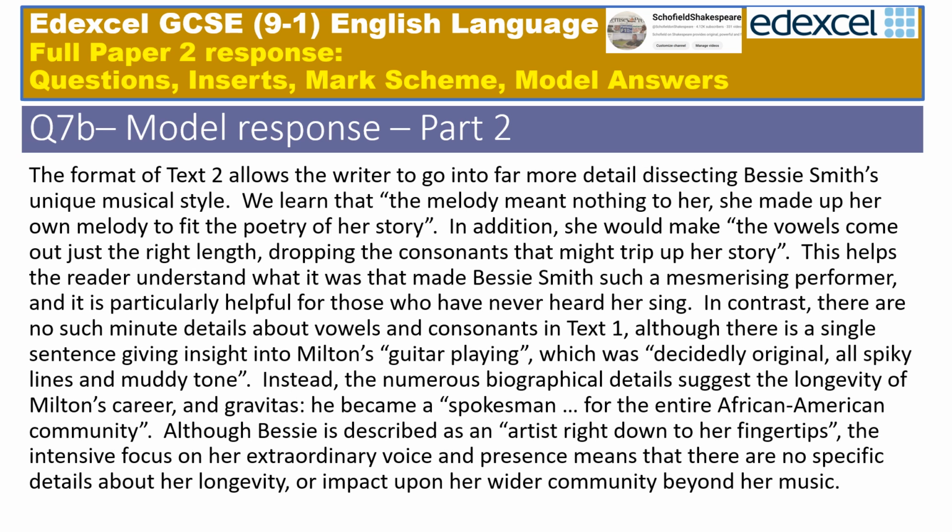The format of text 2 allows the writer to go into far more detail dissecting Bessie Smith's unique musical style. We learn that the melody meant nothing to her. She made up her own melody to fit the poetry of her story. In addition, she would make the vowels come out just the right length, dropping the consonants that might trip up her story. This helps the reader understand what it was that made Bessie Smith such a mesmerising performer, and it is particularly helpful for those who have never heard her sing.